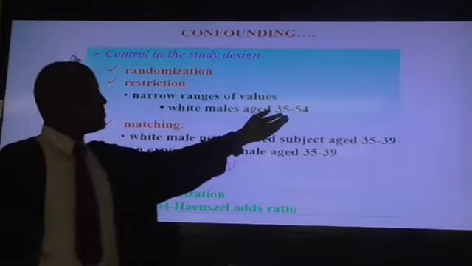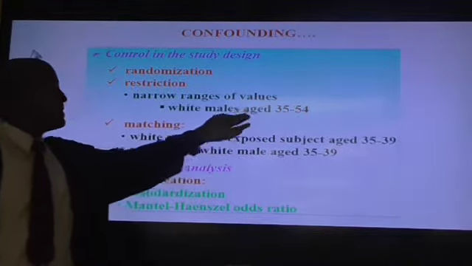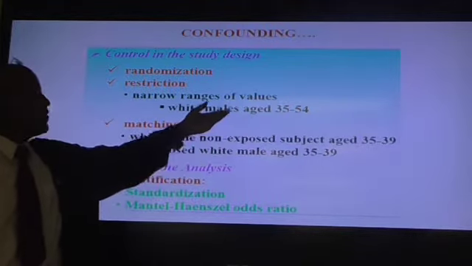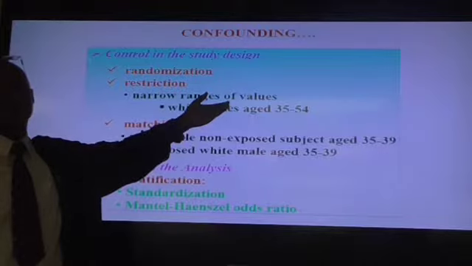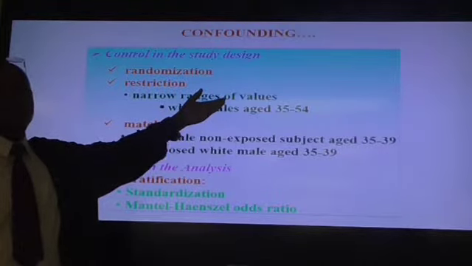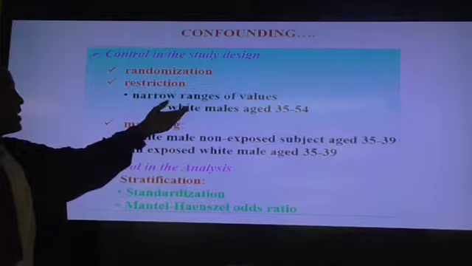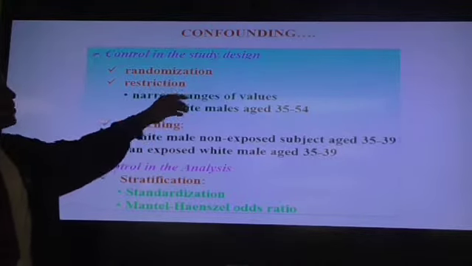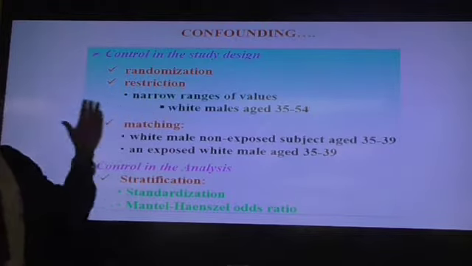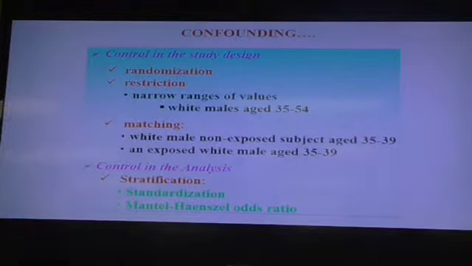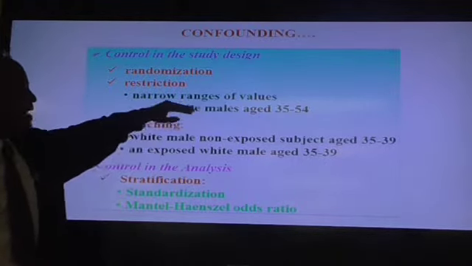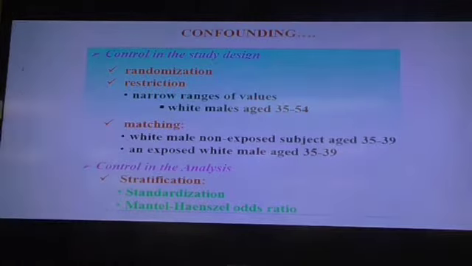So the age is restricted here, and you don't have age as a confounding factor. You also have only males in the study, so there is no sex as a confounding factor. Also, we are looking at only white people, so race is not a confounding factor. So that is what we call restriction: restriction within a narrow range. Whatever you find from this study will not be confounded by race, by sex, and by age. So that's what we call restriction.